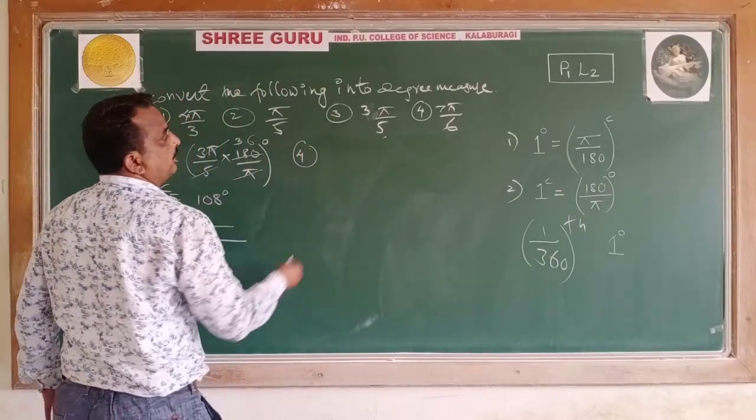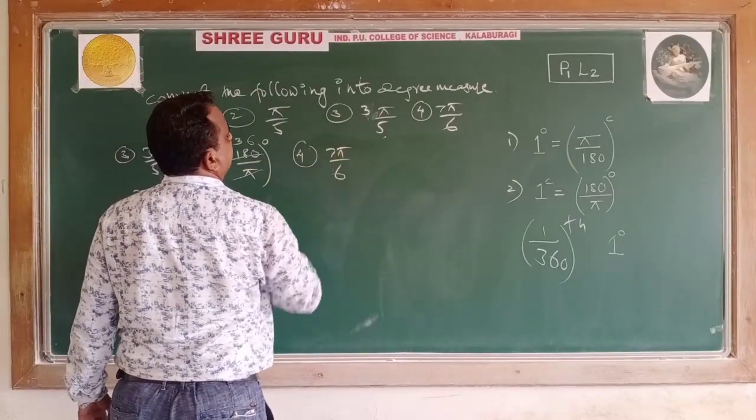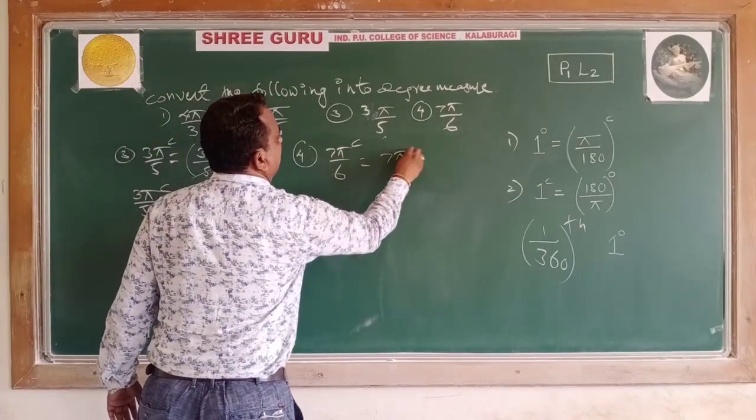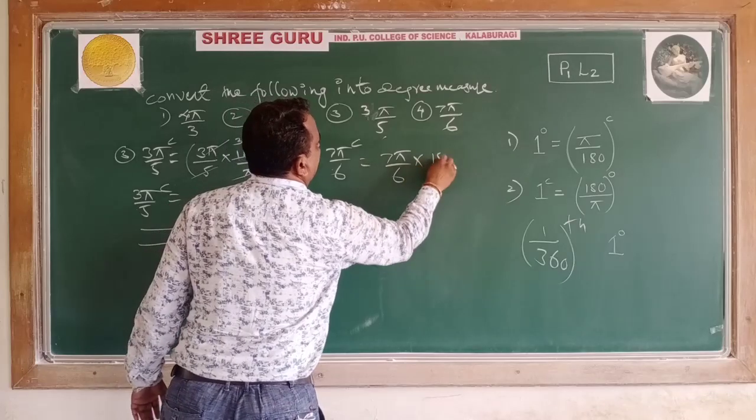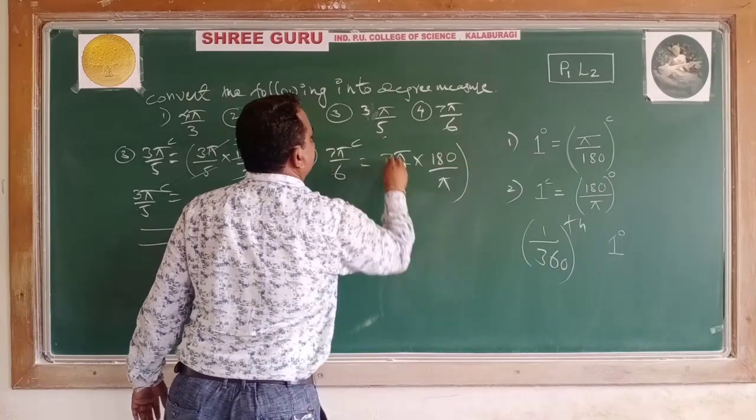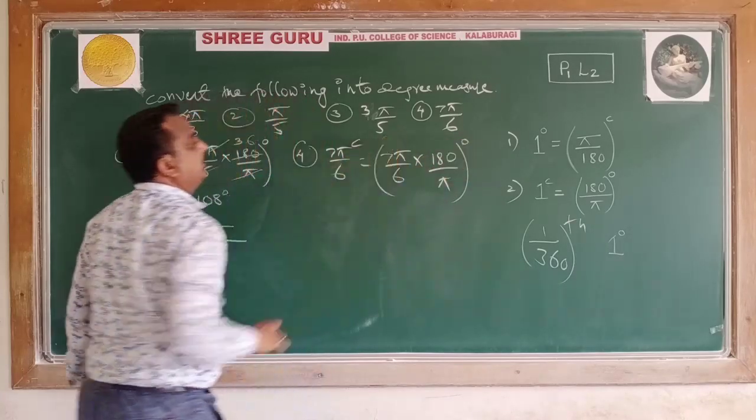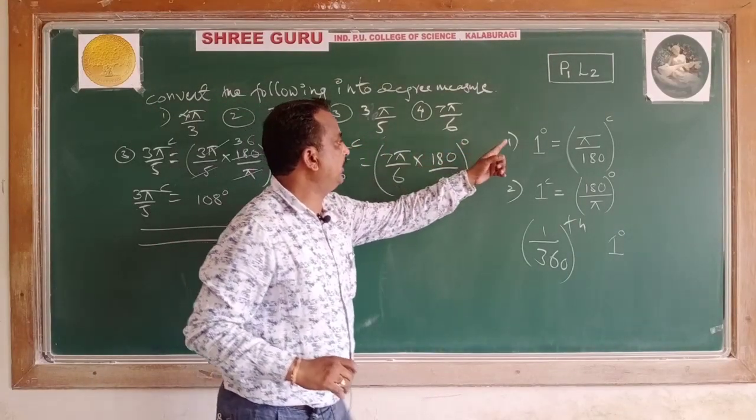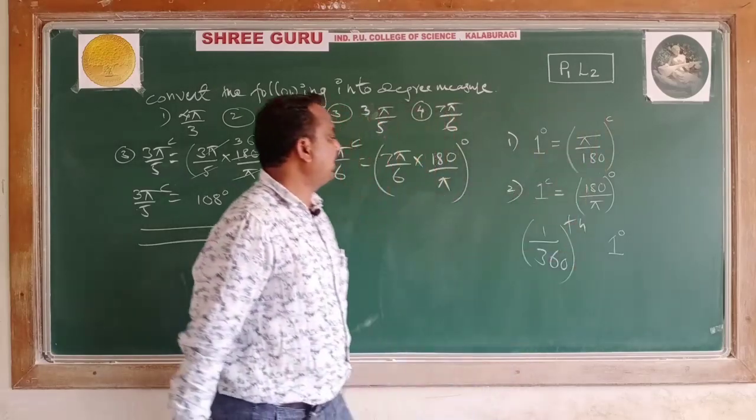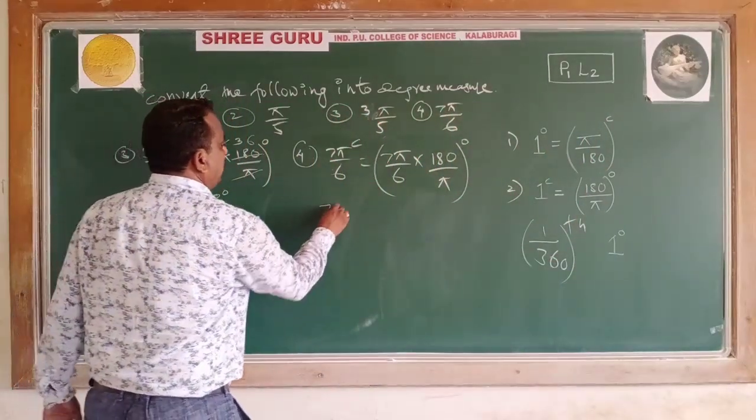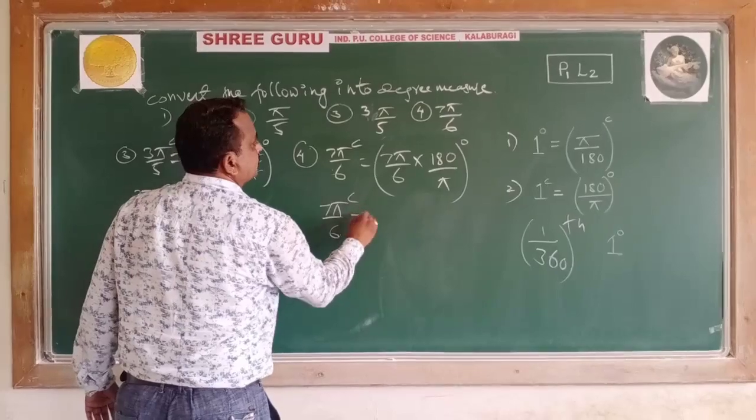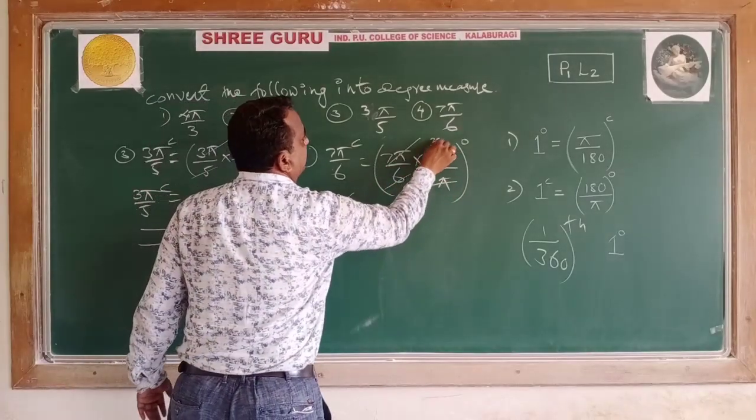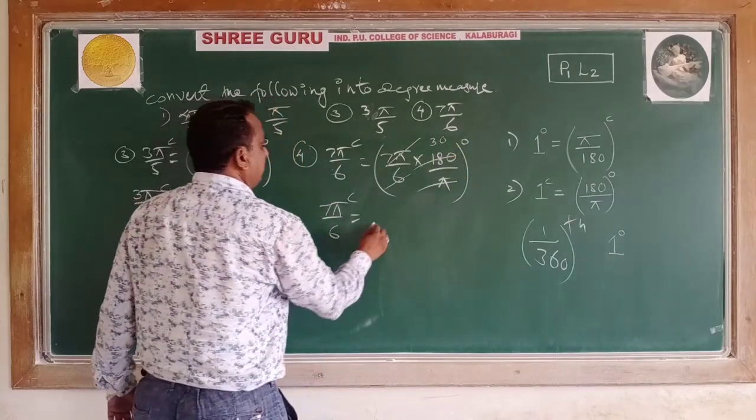3 pi by 5 is completed. Now the fourth one, 7 pi by 6. See, students, conversion of 7 pi by 6 radian in terms of degree: multiply the given angle by 180 by pi, and you get it in terms of degree. For conversion of degree to radian, you multiply by pi by 180. 7 pi by 6, pi and pi get cancelled. 6 3s are 18, 30 it becomes, 7 into 30.